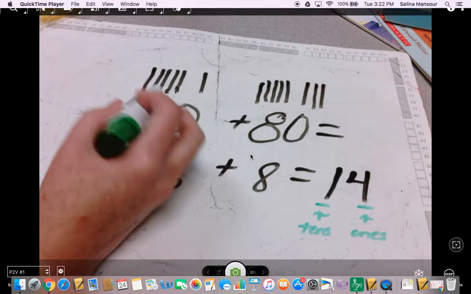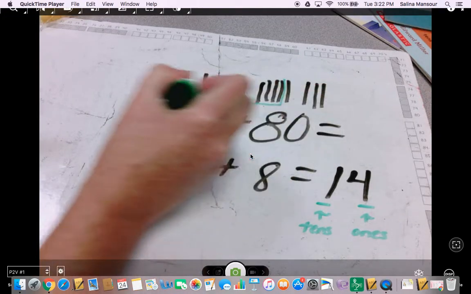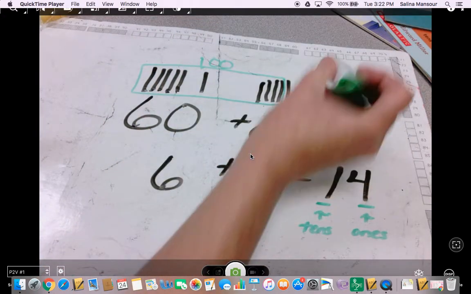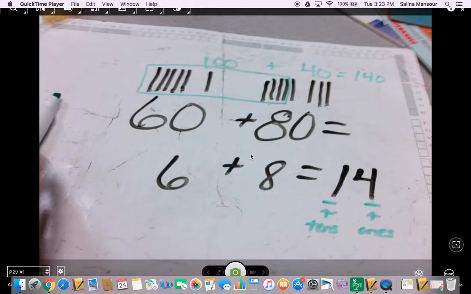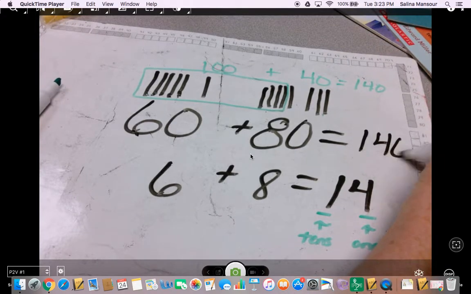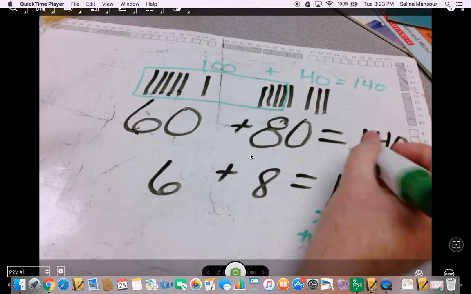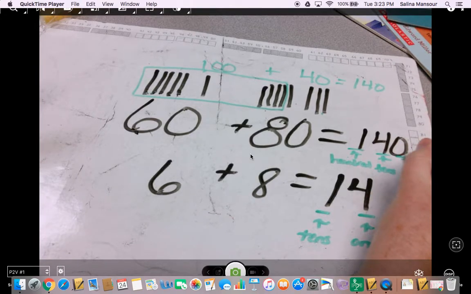So now I know if I have 60, 70, 80, 90, 100, this is 100, 10, 20, 30, 40, 100 plus 40 equals 140. So 60 plus 80 is 140. Again, we have one, now this is our 100. Here we have 4 tens. And here we have 0 or no ones.